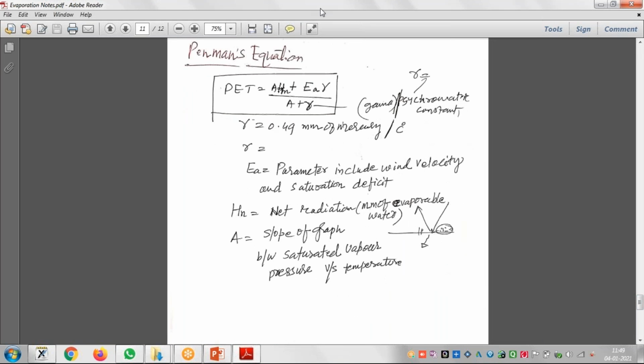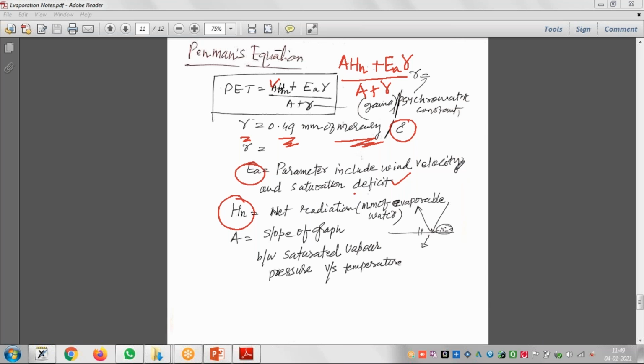Penman's equation is given, and that equation is: A into Hn plus Ea into gamma, the psychrometric constant, divided by A plus the psychrometric constant. This psychrometric constant is 0.44 mm of mercury per degree Celsius, and Ea is a parameter including the wind velocity and saturation deficit. Hn is the net radiation in mm of evaporation.